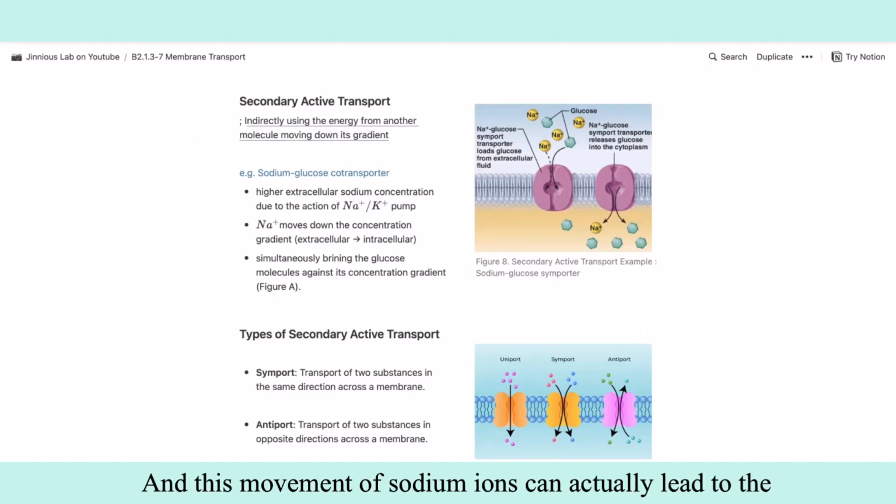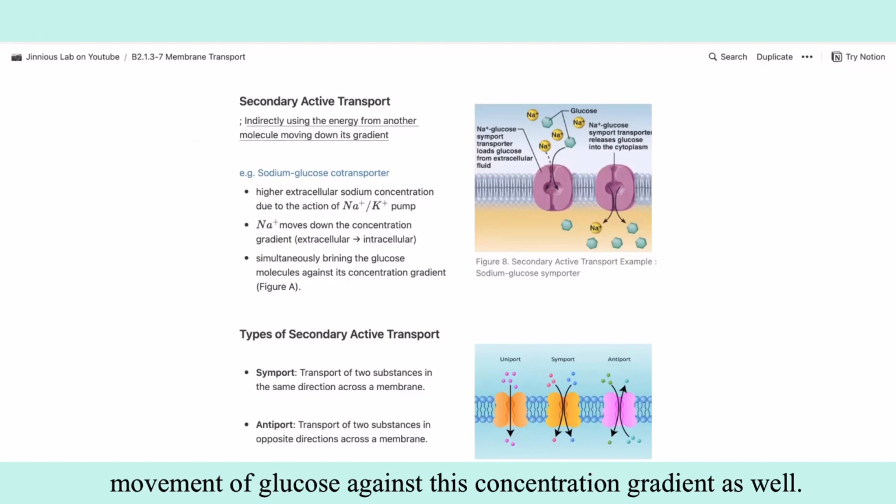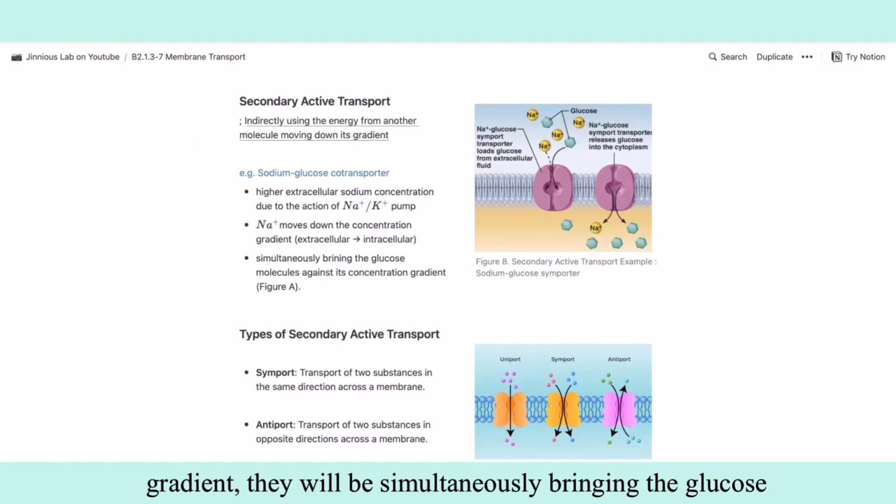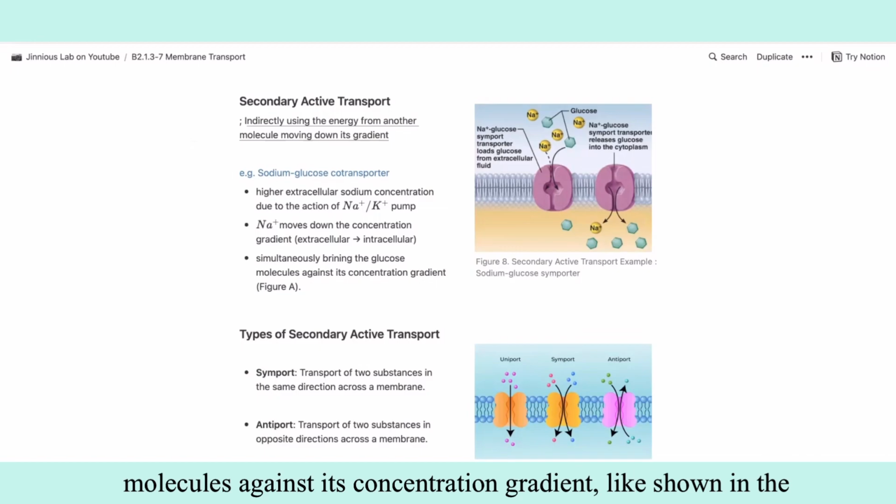And this movement of sodium ions can actually lead to the movement of glucose against its concentration gradient as well, because the sodium ions, when they move along the concentration gradient, will be simultaneously bringing the glucose molecules against their concentration gradient, like shown in the figure 8.